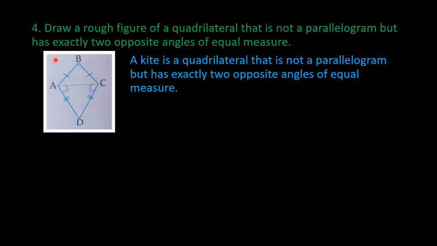Question number 4. Draw a rough figure of a quadrilateral that is not a parallelogram but has exactly two opposite angles of equal measure. A kite is a quadrilateral that is not a parallelogram but has exactly two opposite angles of equal measure. Children, this is the figure of a kite. In this figure, angle A and angle C are opposite and they are equal. And for this, you consider this kite as a sum of these two triangles.